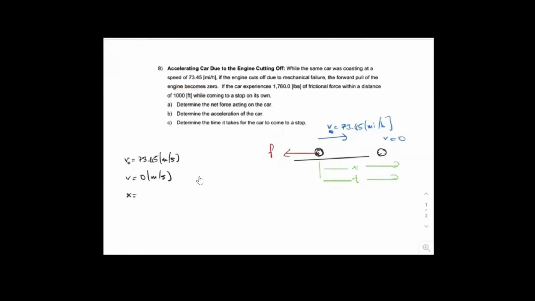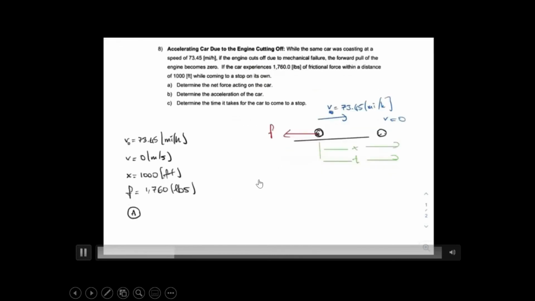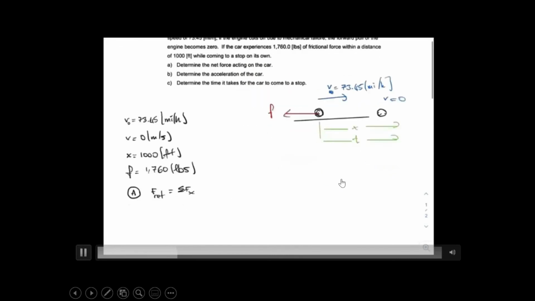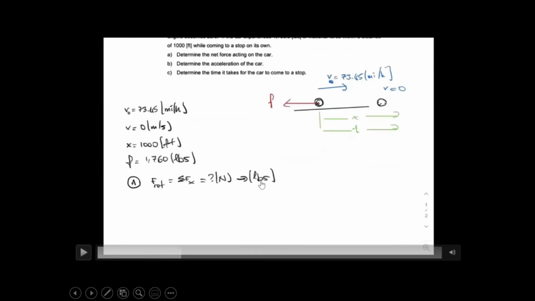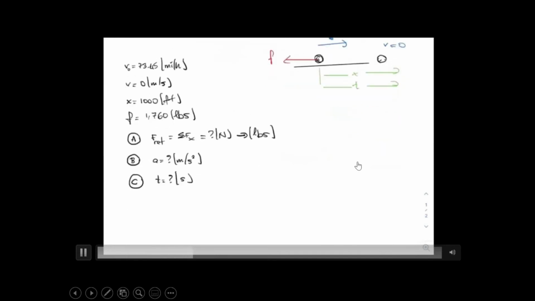All right, so we're going at 73.5 miles per hour, and we're slowing down to a stop within a distance of 1,000 feet. So determine the friction is the only force acting on the car. A tremendous amount of frictional force acting on the car. I think this is a little bit more friction than the car had at the time. So what's the net force in terms of newtons and pounds? What's the acceleration? And the amount of time it takes for it to stop.